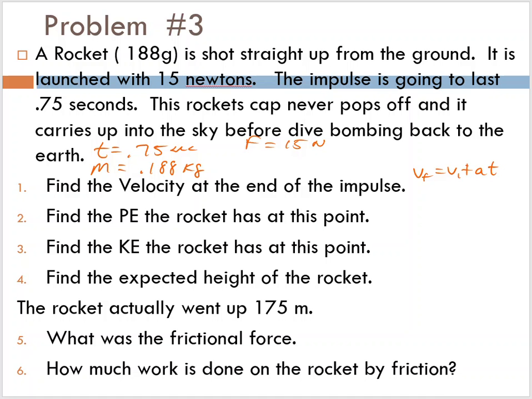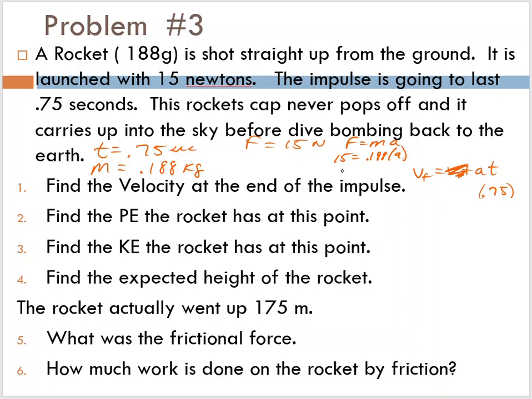I know that Vi is 0. I know that the time is 0.75. What I don't know is the acceleration. But I do know that the force is 15 newtons. So if I say force equals mass times acceleration, force is 15, the mass is 0.188, and we can solve for A.